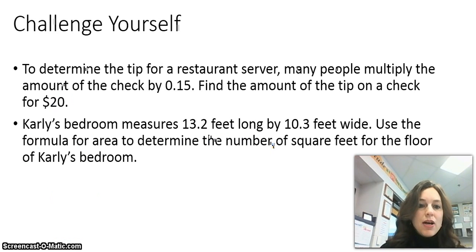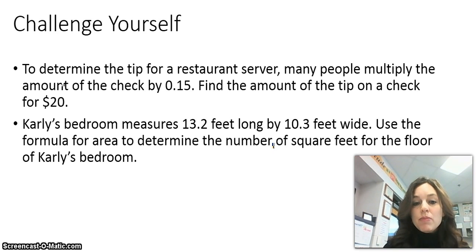All right, challenge yourself. You have 2 challenge yourself problems today. To determine the tip for a restaurant server, many people multiply the amount of the check by 15 hundredths. Find the amount of the tip on a check for $20. You're going to want to do 20 times 15 hundredths. Remember to count the number of places in the decimal place values for your question, and that's how many will be in your answer.